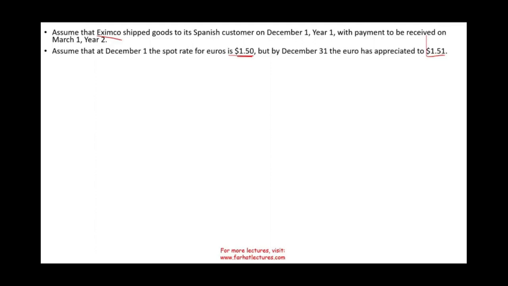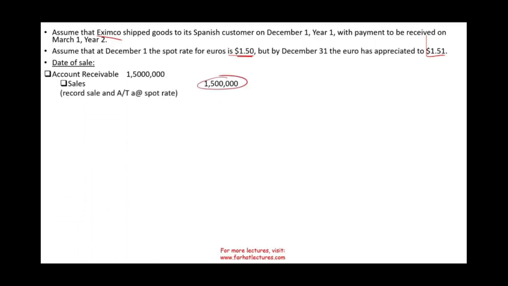So here's what we did in the prior session. We debit the receivable, credit sales, 1.5 million, and said once we credit the sales, we never change the sale. At the end of the accounting period, we debit accounts receivable and credit foreign exchange gain. So by the end of the year, we were plus 10,000 of the receivable and plus 10,000 of the gain because the euro was $1.51.